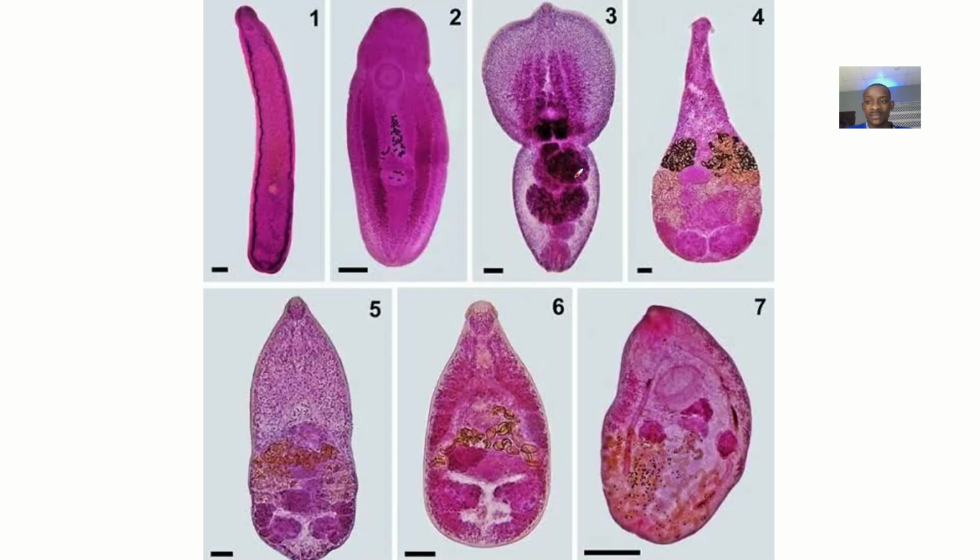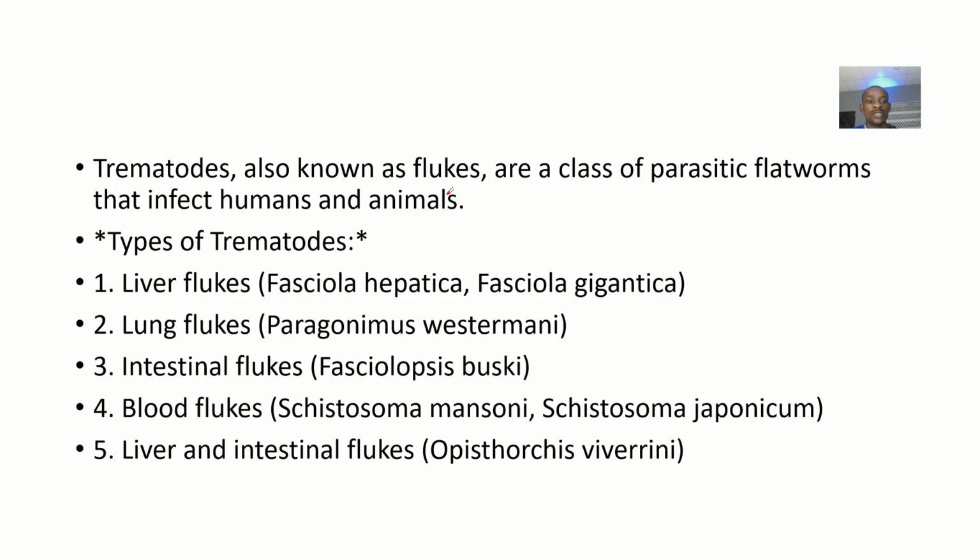We'll get to discuss examples of trematodes. These trematodes are also known as flukes. If you hear people talking about flukes, they're actually talking about trematodes, right? And these flukes are also known as leaf-like worms. They are like leaves. They are as flat as leaves. Okay, so I'm talking about the trematodes.